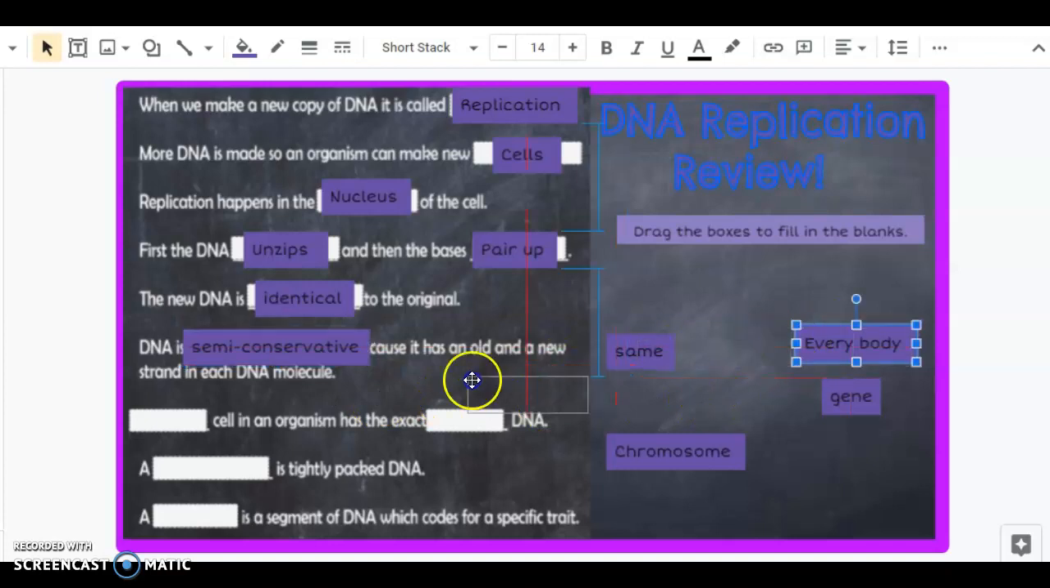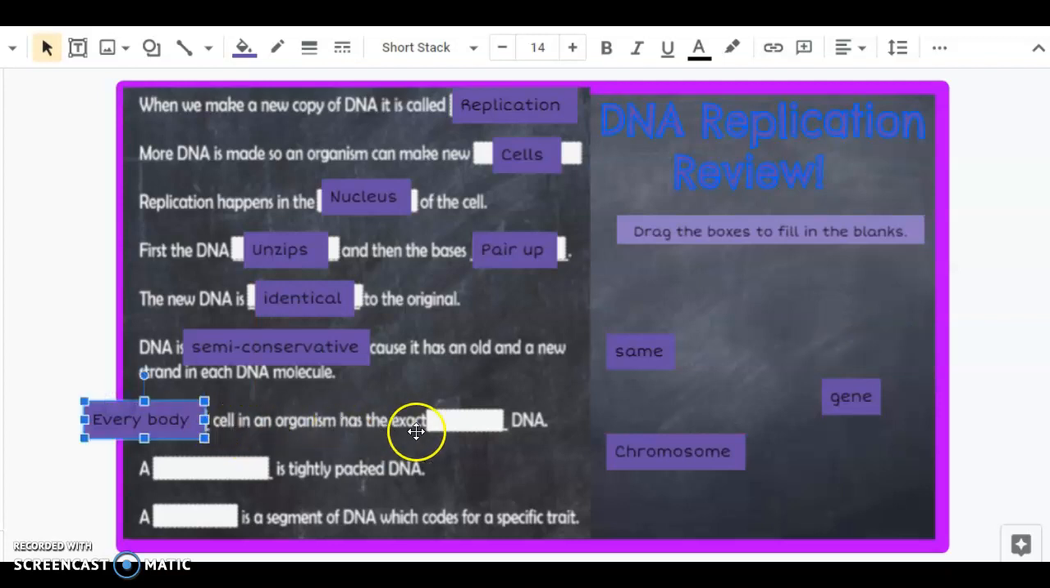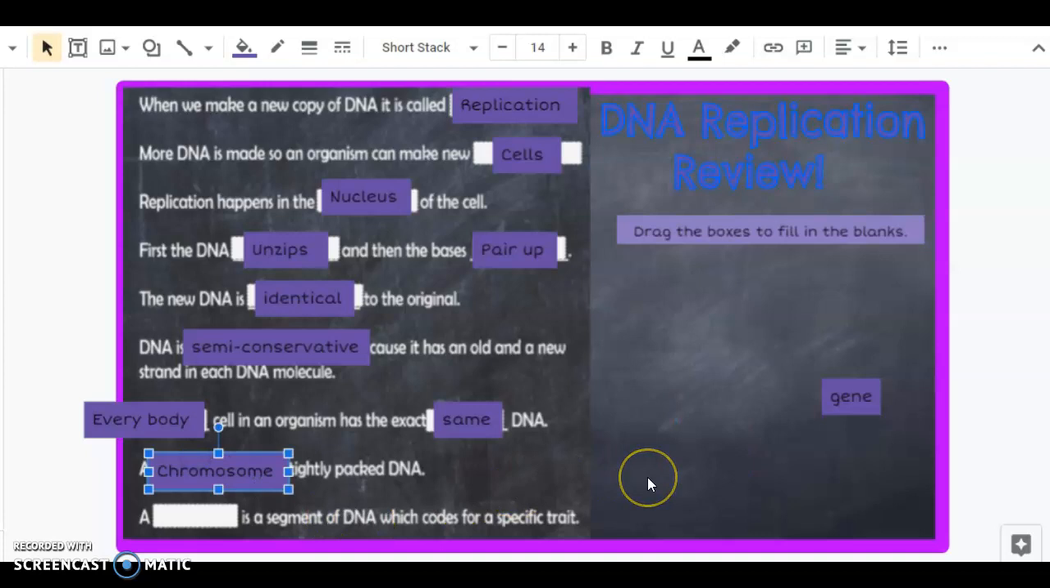Every body cell, which we call somatic cells, in an organism has the exact same DNA. They're all copies from that original cell. The DNA is organized as chromosomes. Each chromosome is one DNA molecule from start to finish. And we can divide it further into genes, which are sections or segments of DNA that code for a specific trait by coding for a protein produced in the cell. How did you do?